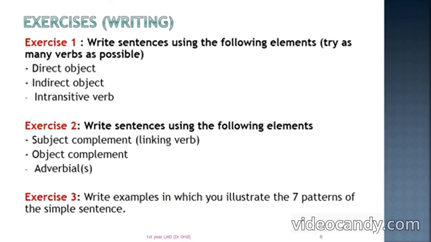The second exercise, write sentences using the following elements. A subject complement. It means that you should use a linking verb, one of the verbs that I have listed. Another sentence with the object complement, and finally, a sentence with an adverbial or many adverbials. Finally, write examples in which you illustrate the 7 patterns of the simple sentence. So you write an example about each type of the 7 types.